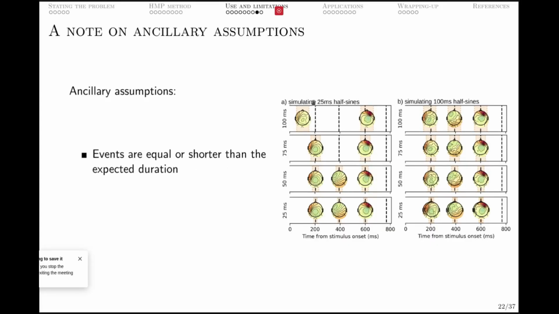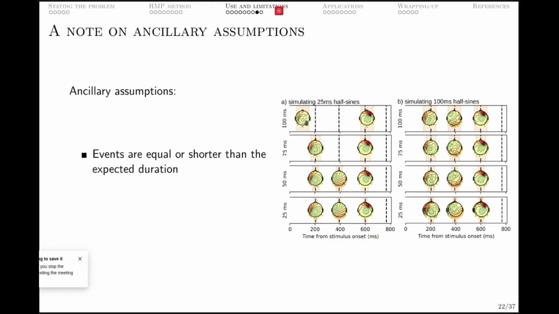The first column is when I simulated 25 milliseconds events in the data. So in the data there were those 25 millisecond events. And in one case I simulated 100 millisecond half sines, so very large, in the signal again. So this is what is happening. This is basically the ground truth. There were 25 millisecond half sines, or there were 100 millisecond half sines. And these rows are basically showing what happens when I have an expectation on the duration of those half sines.